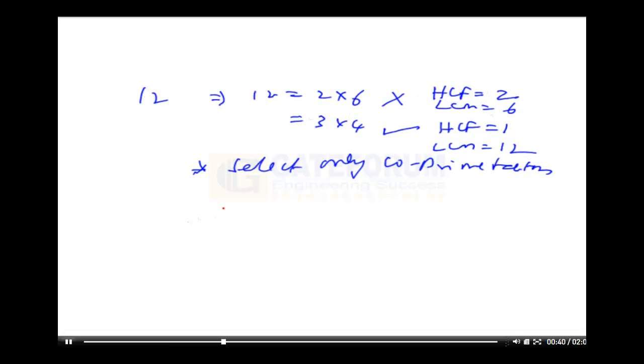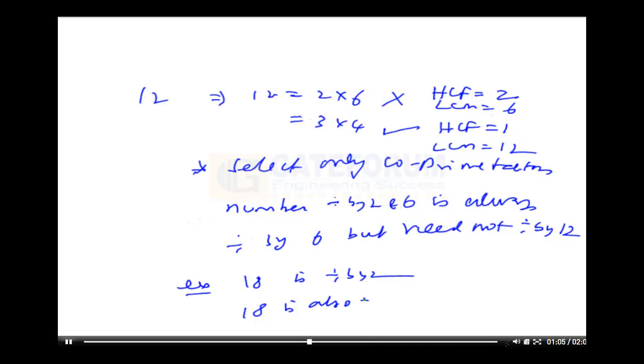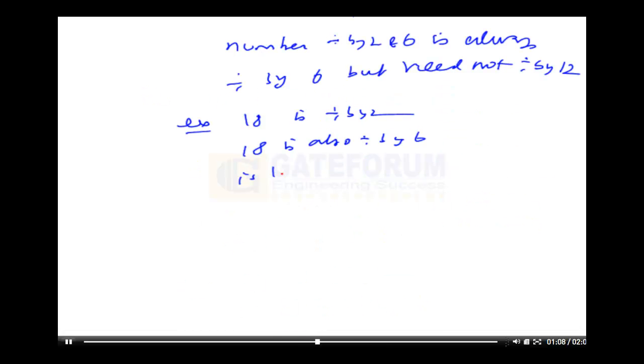Because a number dividing 2 and 6 is always divisible by 6, but need not divide 12. Example, 18 is divisible by 2, 18 is also divisible by 6, but does 18 divide 12? No, it fails. So keep in mind, select only co-prime factors.